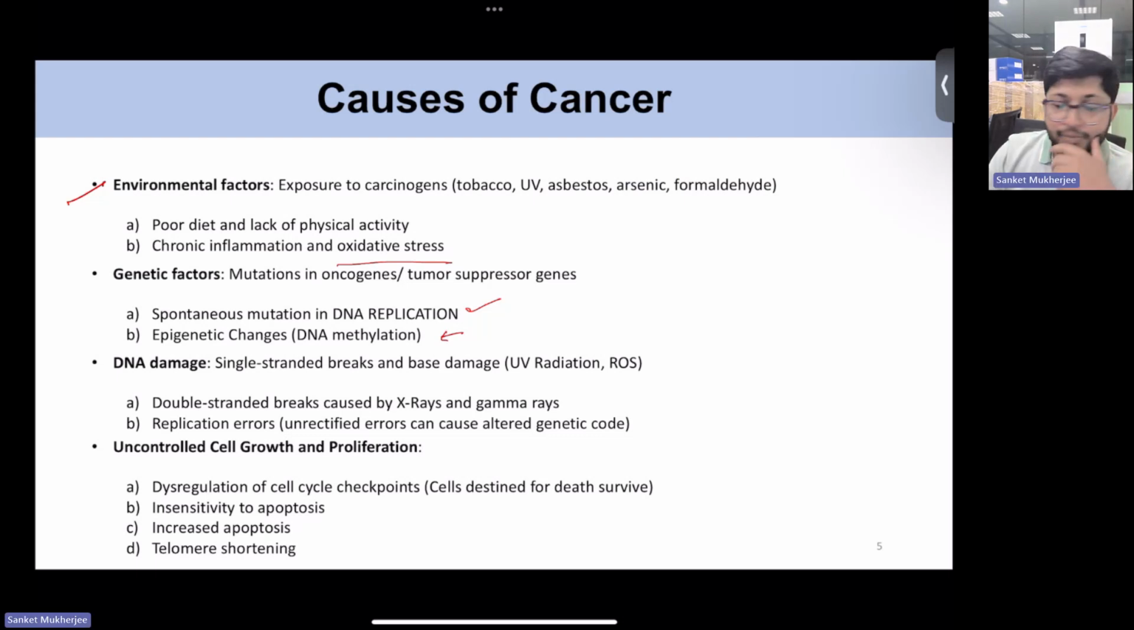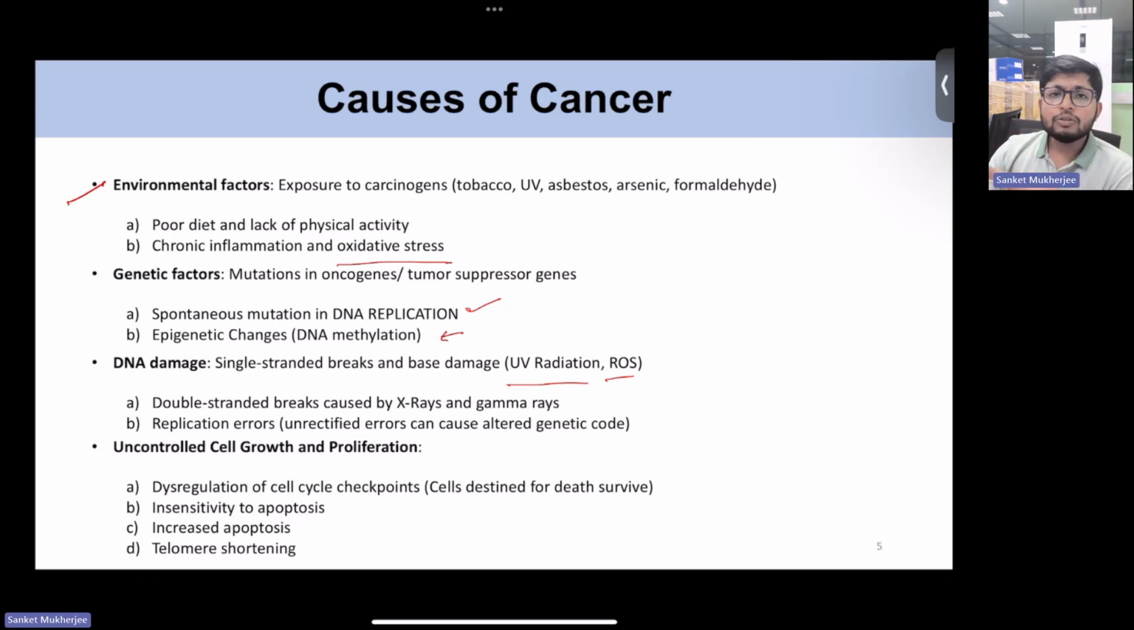DNA damage is another reason, where there could be single stranded breaks or double stranded breaks. Single stranded breaks are usually caused by UV radiation or reactive oxygen species due to the high oxidative environment of the cell, whereas double stranded breaks can be caused by X-rays or gamma rays, which have high penetrating power. They can cause DSBs. Now, replication errors which happen due to multiple replicative cycles, if they are not rectified, can lead to DNA damage, which sustains in the cell.